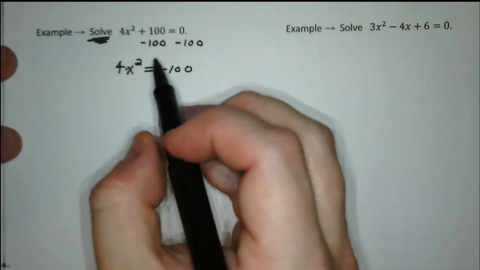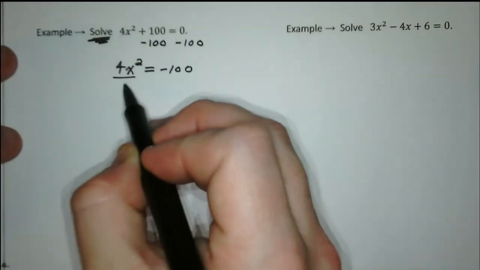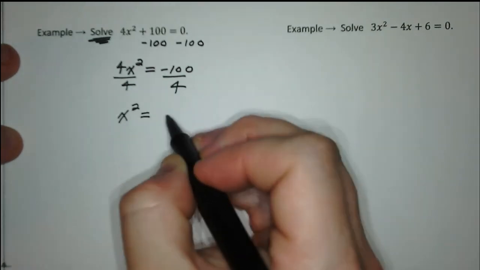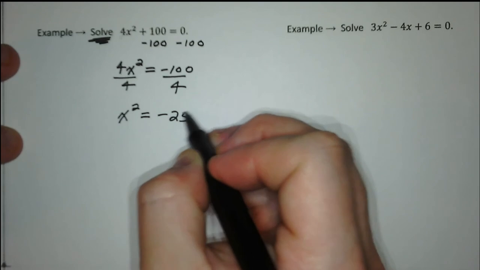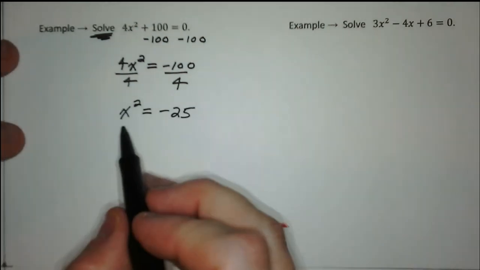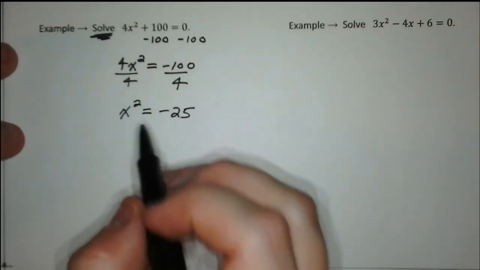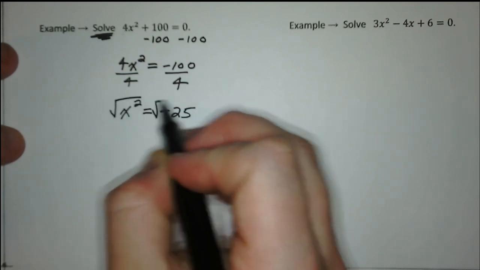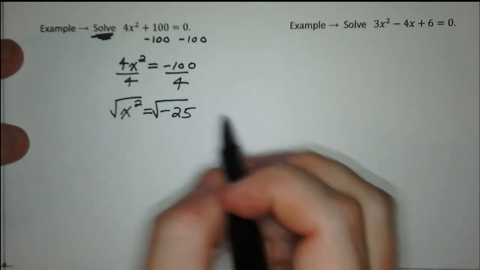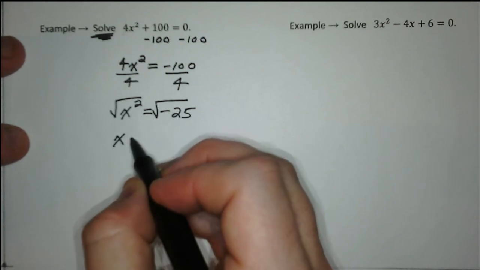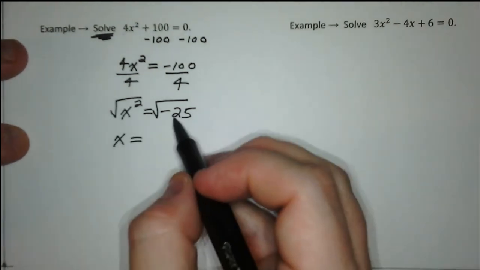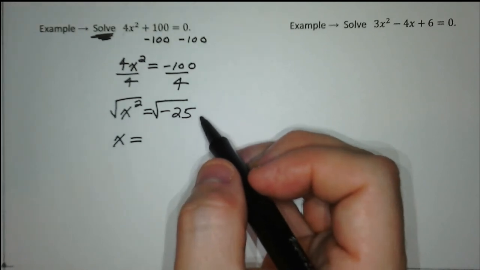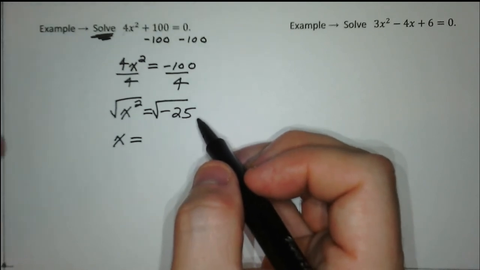And then what would you do? You would get that 4 out of there, so you would divide both sides by 4. You'd end up with x squared equals negative 25. What would happen next on your quest to solve for x? You would take the square root of both sides, and that gets x all by itself. And then, what is the square root of negative 25? Until this lesson, you would have been completely stumped.